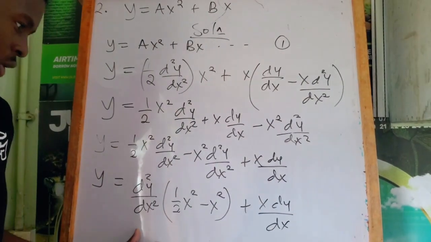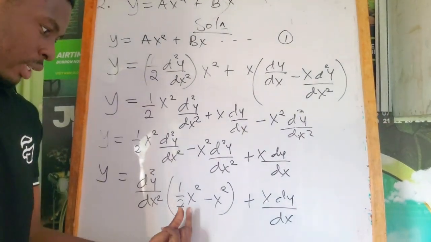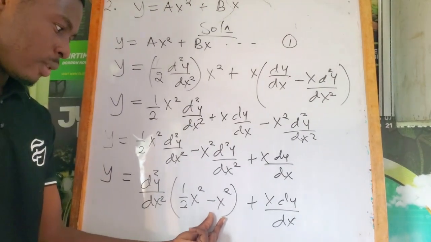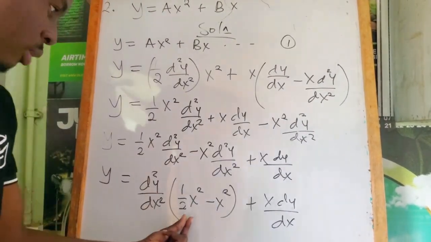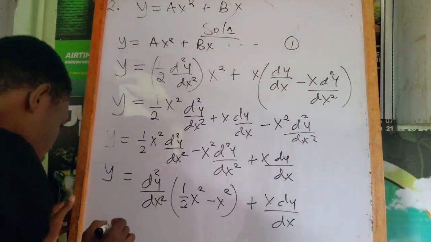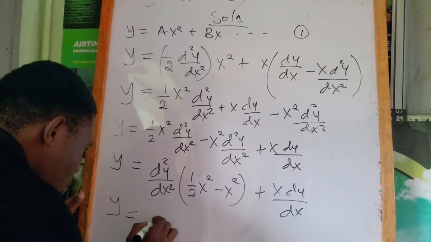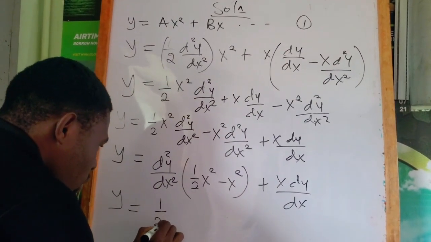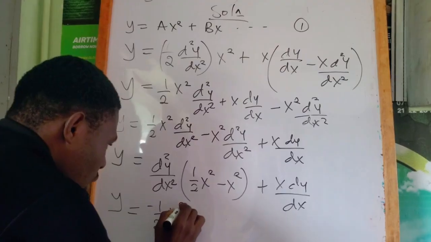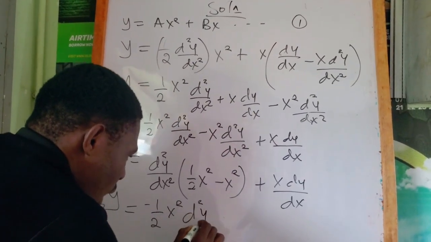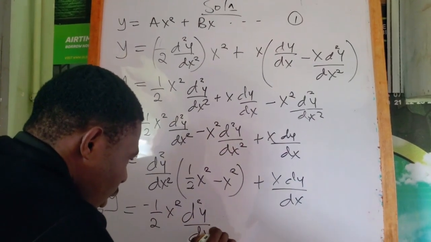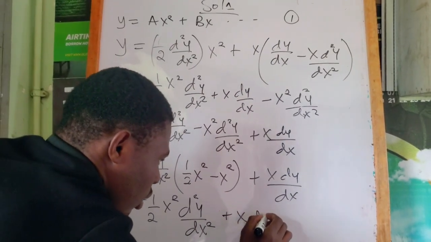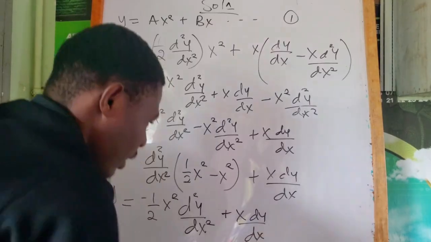All right, so let's simplify this. This is a half x squared minus 1 x squared. What do we get? You get negative a half x squared, because this is a half minus 1. So what you get is y is equal to, I would like to bring it to the form, 1 over 2 times negative x squared d²y/dx², then plus this term, plus x dy/dx.